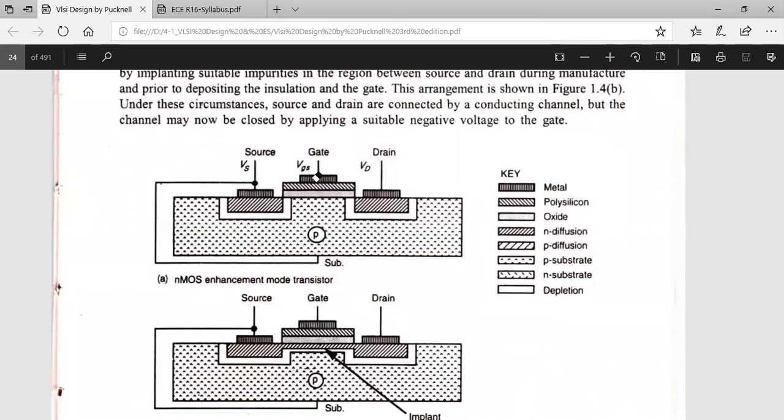So initially, I have not given any input voltage. Okay, I am giving some 0 volts. From 0 volts onwards, I started increasing some amount of voltage.